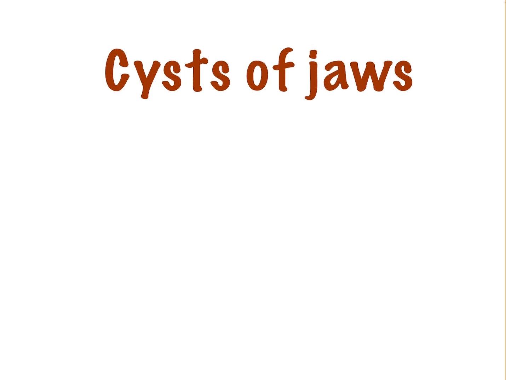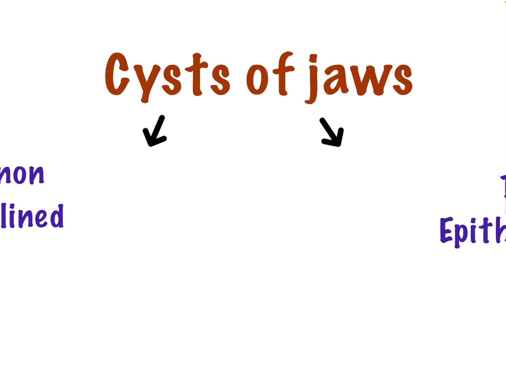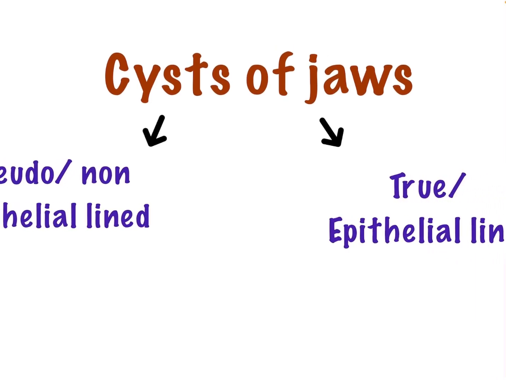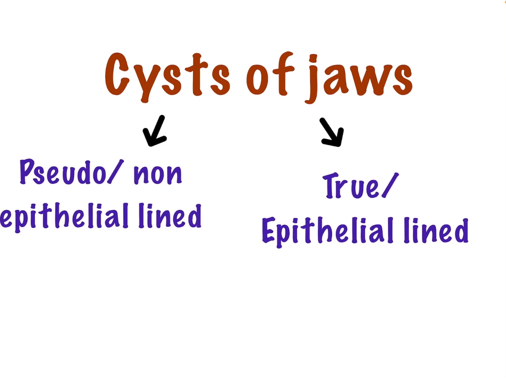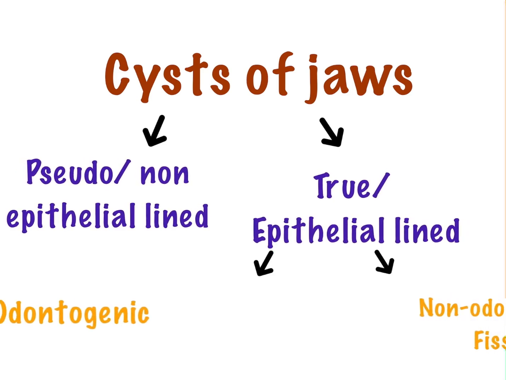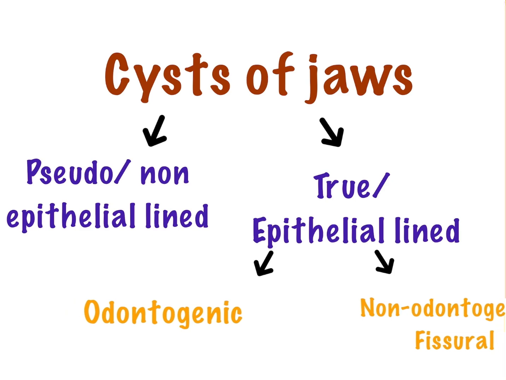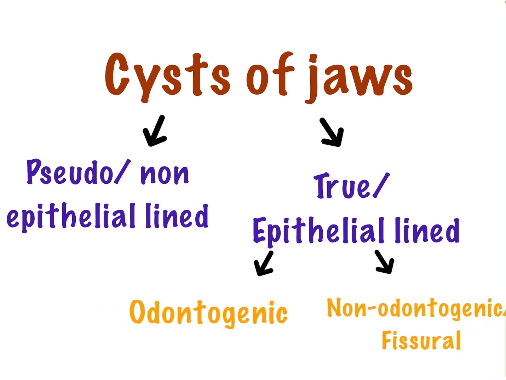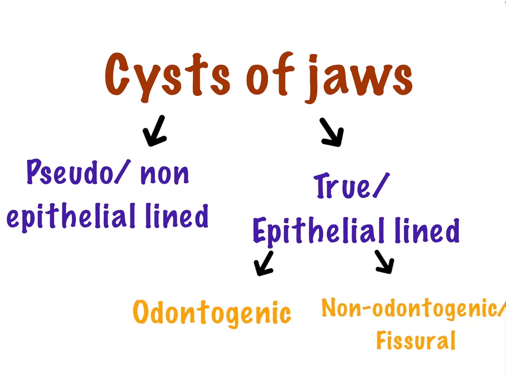The cysts of the jaw are basically classified into non-epithelial or pseudocysts and epithelial-lined true cysts, which are again classified into odontogenic and non-odontogenic fissural cysts. As per definition, the epithelial lining of these cysts originates from certain residues of the tooth-forming organ. Let's see a few of them in detail.